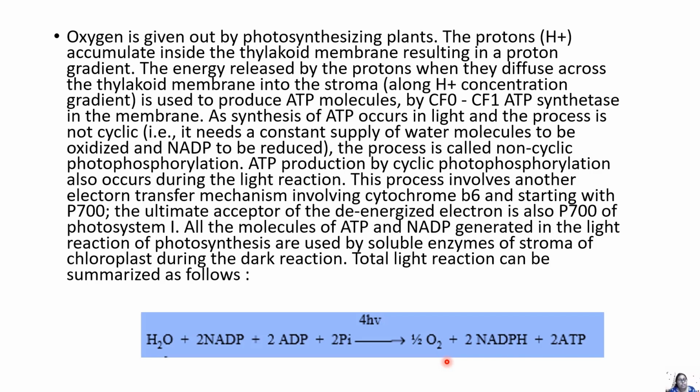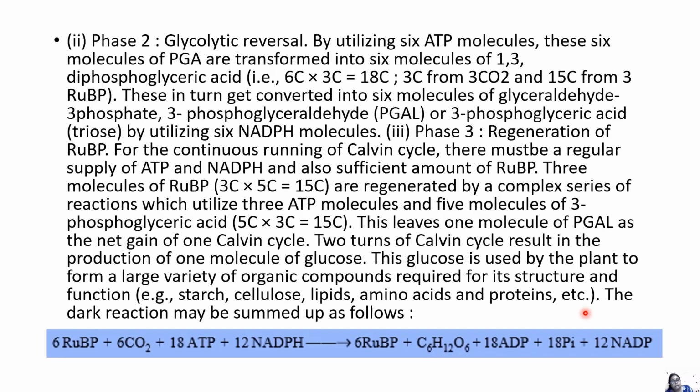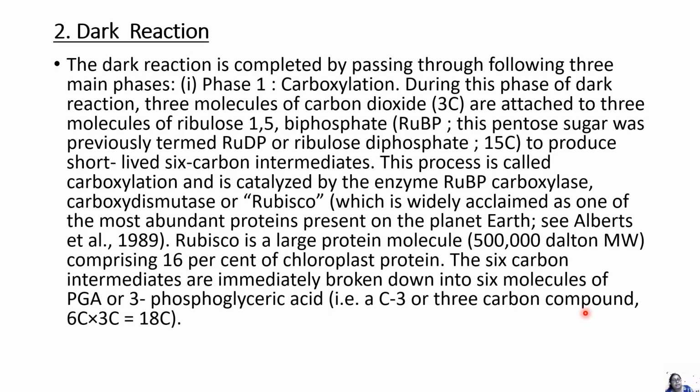All the molecules of ATP and NADPH generated in the light reaction of photosynthesis are used by cellular enzymes in the stroma of chloroplasts during the dark reaction. The total light reaction can be summarized like this. Okay. And the dark reaction can be completed through these phases.